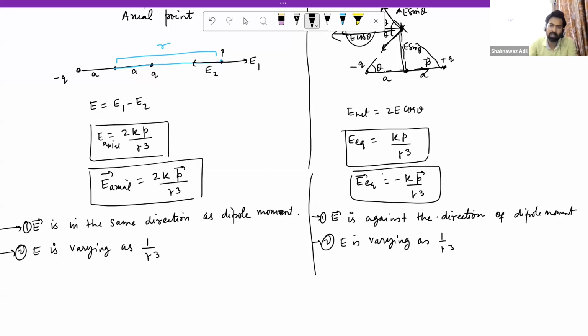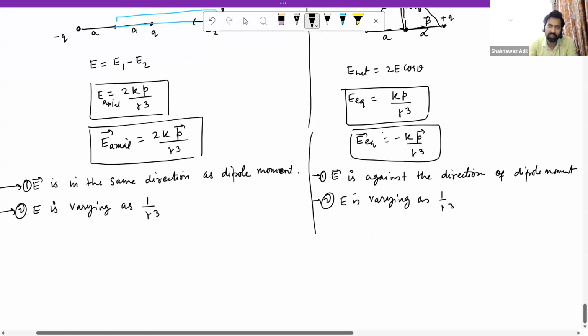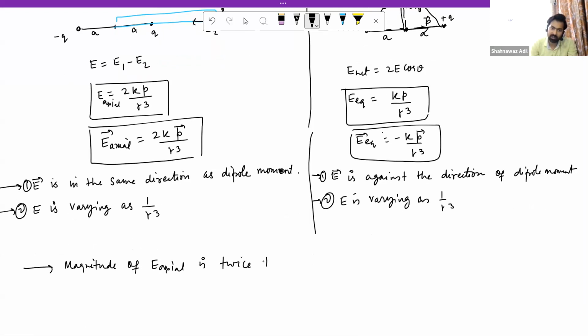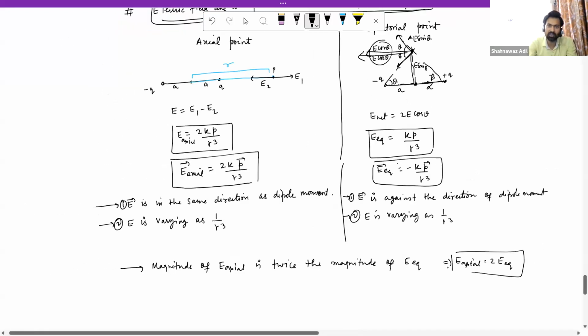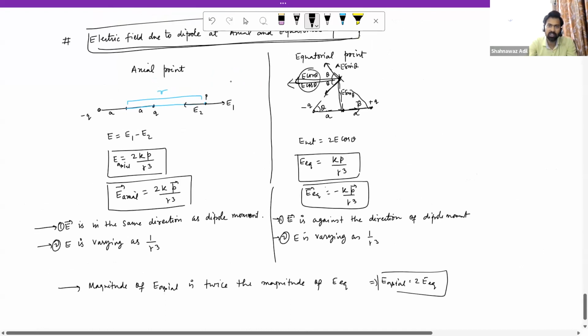And the third point, if we compare axial and equatorial, is that the magnitude of E axial is twice the magnitude of E equatorial. So E axial is 2 E equatorial. This is the takeaway that we have discussed, so please note down this part. This is the summary.